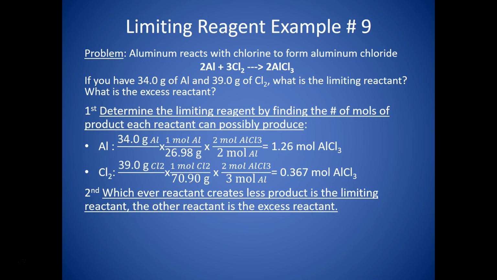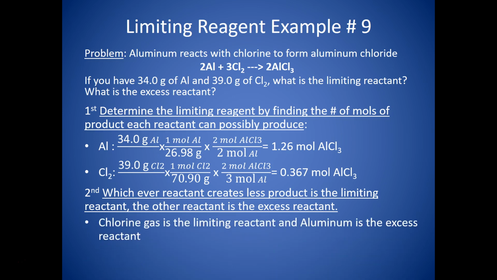So whichever reactant creates less product is the limiting reactant, and the reactant that produces more is our excess reactant. So based on that, we know that chlorine is the limiting reactant. It produced less, 0.367 is less than 1.26, which means aluminum is our excess reactant because it produced more. So all you're doing is using the skills that you learned in the last video, doing it twice, and then deciding which number is bigger. So you've definitely got this.